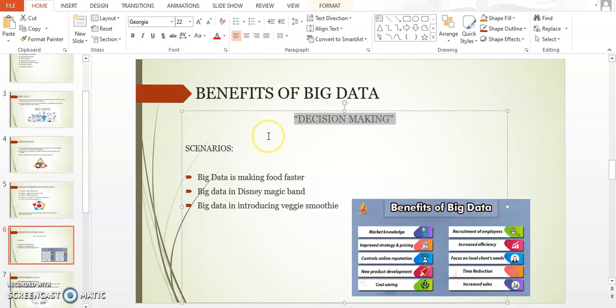So let's consider a real-time scenario where big data is used. Big data in making food faster. Have you ever imagined a situation where McDonald's or Burger King has made your food much faster than what we expect? It's because of big data analytics. Some fast food chains use big data analytics to monitor the traffic of drive-through lanes. By monitoring that, if there's a huge lane of traffic in the drive-through, they just display the items which are easier and quicker to prepare.